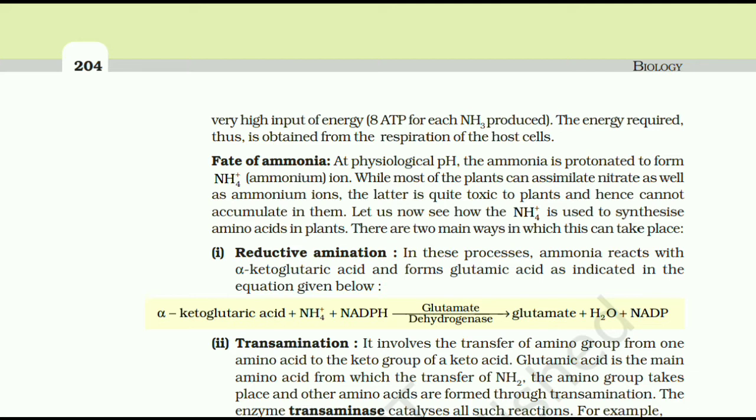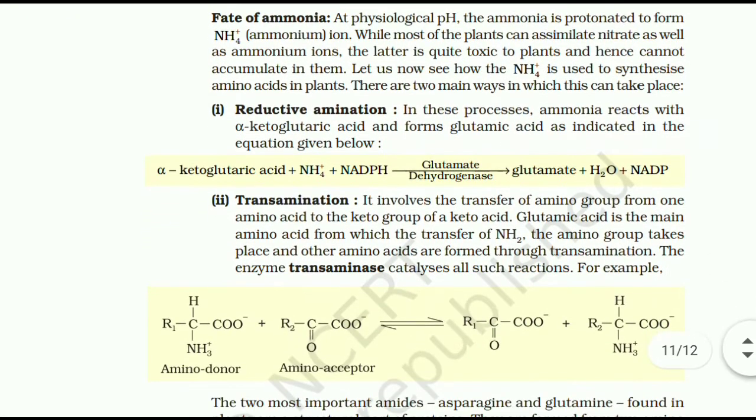Number 1, reductive amination. In this process, ammonia reacts with alpha-ketoglutaric acid and forms glutamic acid as indicated in the equation given below. Number 2, transamination. It involves the transfer of an amino group from one amino acid to the keto group of a keto acid. Glutamic acid is the main amino acid from which the transfer of NH2, the amino group, takes place, and other amino acids are formed through transamination. The enzyme transaminase catalyzes all such reactions.